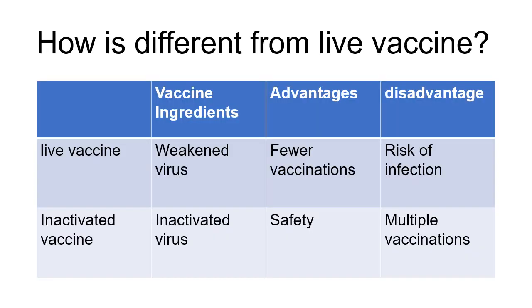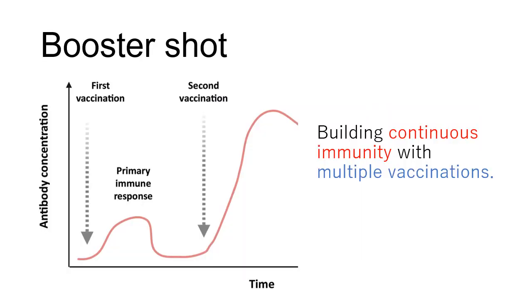On the contrary, inactivated vaccines usually don't provide protection that's as strong as live vaccines, so you may need several doses over time in order to get ongoing immunity against disease. This is called a booster shot. Multiple vaccinations can make your body have continuous immunity.